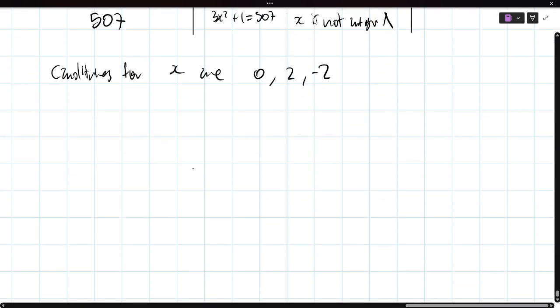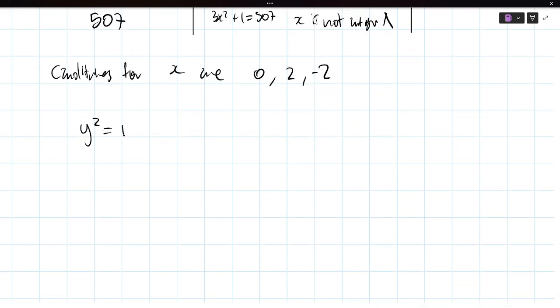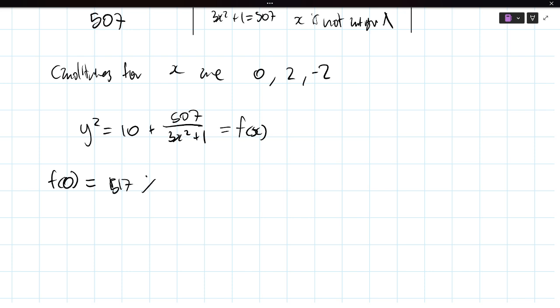Now I'm going to rewrite my expression I have for y squared. Y squared is equal to 10 plus 507 over 3x squared plus 1. Now bear in mind, I'm going to call this f of x. If f of 0 is not a square number, then I can reject 0 as my solution, because y squared must be a perfect square and an integer. And that is 517, so we can reject 0 as my candidate for x.